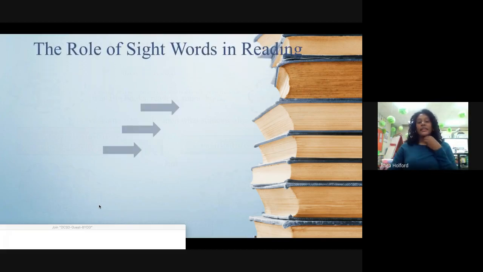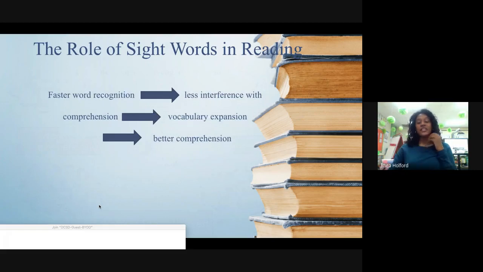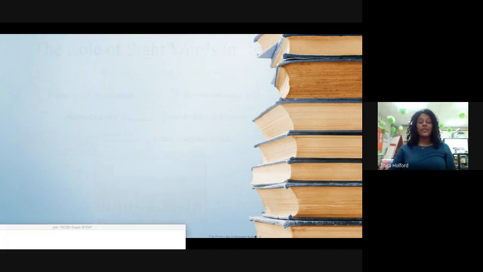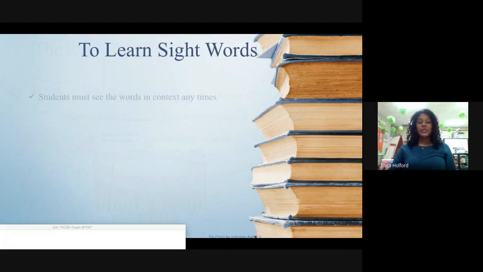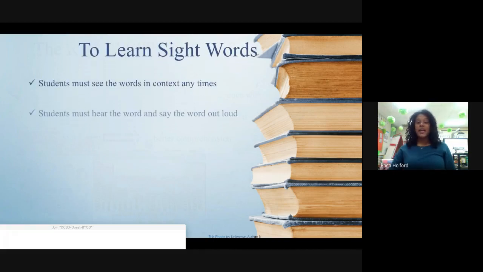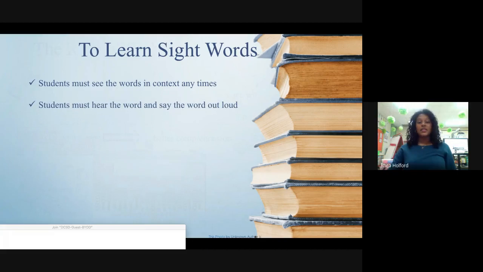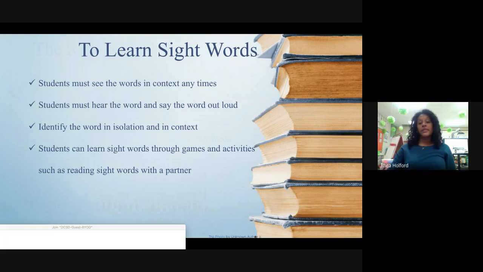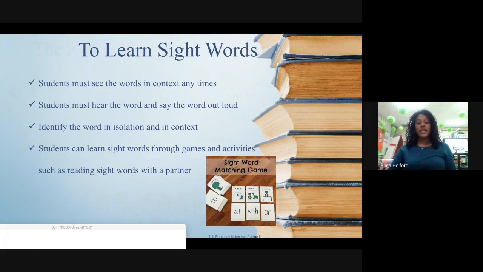So the role of sight words in reading: faster word recognition, less inference with comprehension, vocabulary expansion, and better comprehension. Word wall. Every teacher must use a word wall or a vocabulary book. To learn sight words, students must see the words in context many times. Students must hear the word and say the word out loud. Identify the word in isolation and in context. Students can learn sight words through games and activities such as reading sight words with a partner, sight word matching game.